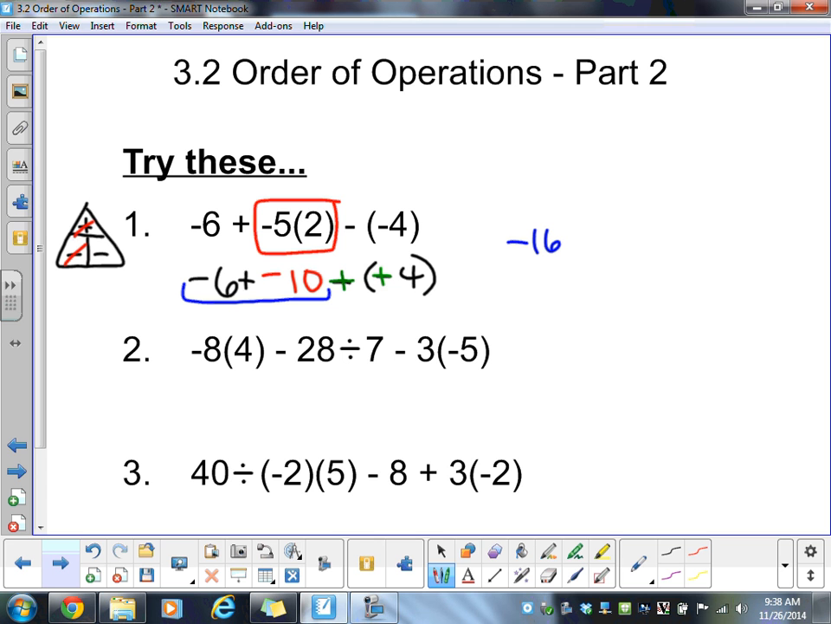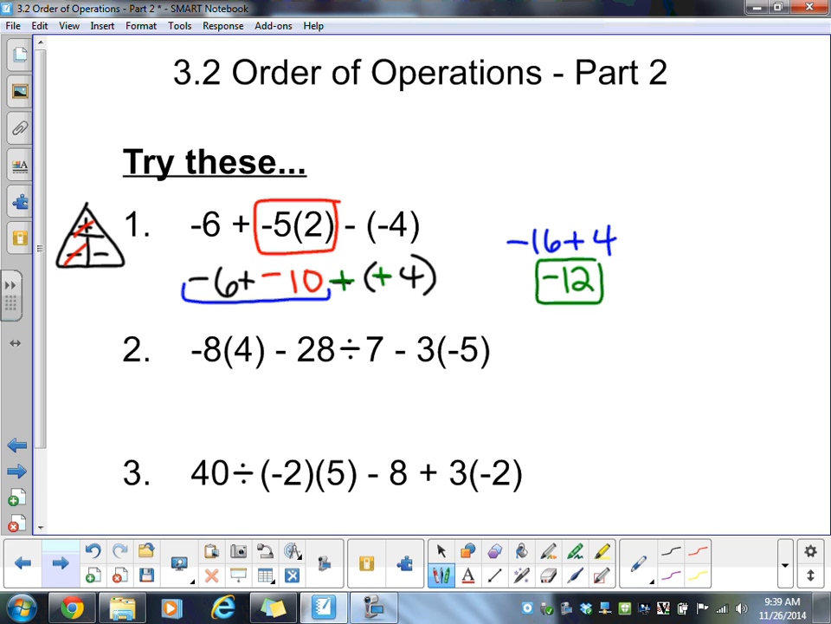Okay, there's no good guys taking any of them out. No positives to cancel any negatives. So I have 16 bad guys, or negative 16, and then I'm adding a positive 4. Well, negative 16 means I have 16 bad guys and 4 good guys. So 4 of the good guys are going to take out 4 of the bad guys, leaving me with an answer of negative 12. So hopefully we got negative 12 as our first answer.